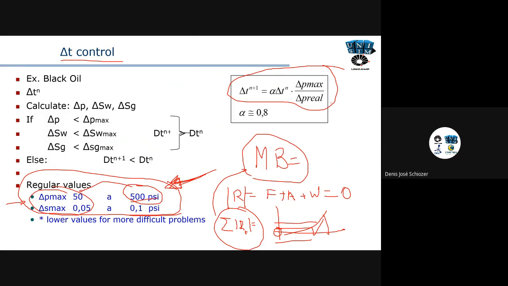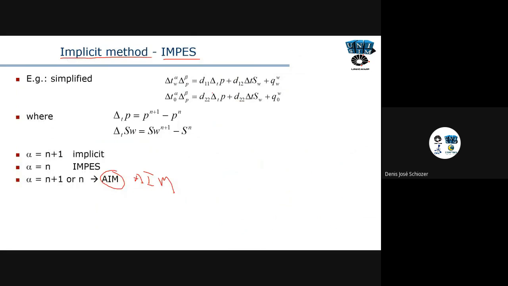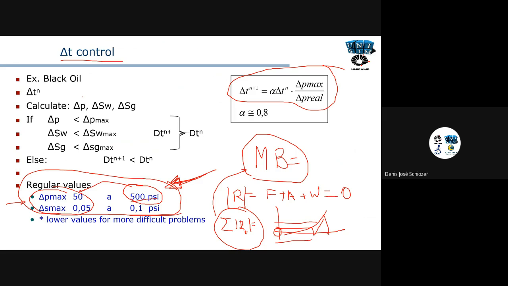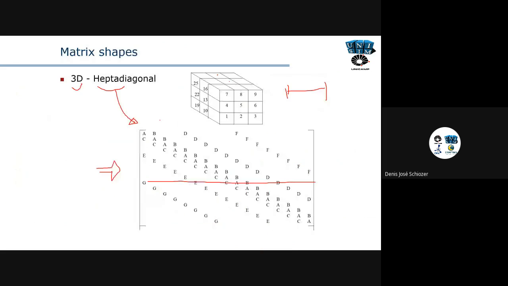Okay, so if I have an implicit solution, again, remember that each of these terms here are a matrix that we have to solve for pressure and saturations, okay? And the equations here are the equation of oil, the equation of water, and the equation of gas, okay?